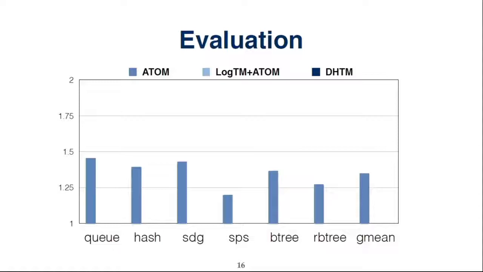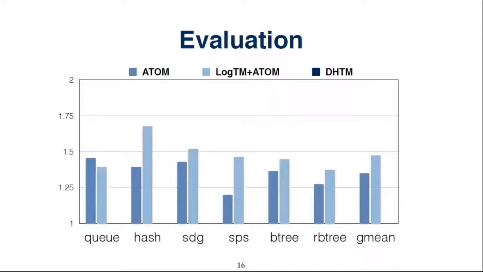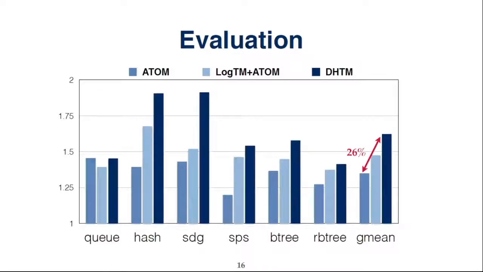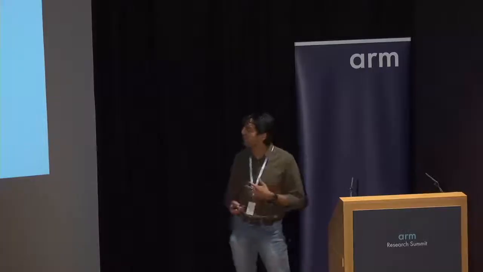So both atomic visibility and atomic durability are implemented in software. Atom, which performs atomic durability in hardware, is able to improve performance by around 30% relative to the software-only design. And log-TM plus Atom further improves that performance by roughly around 10%. But DHTM is 26% better than Atom, which is a state-of-the-art atomic durability solution, and 17% better than log-TM plus Atom, which uses a combination of existing techniques to support atomic visibility and atomic durability in hardware.